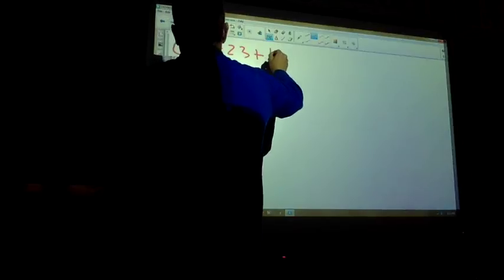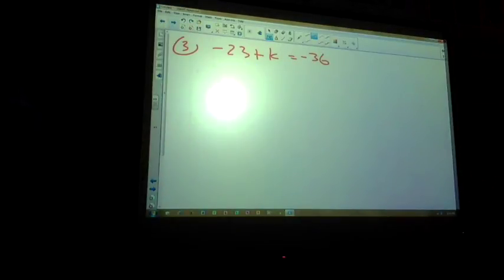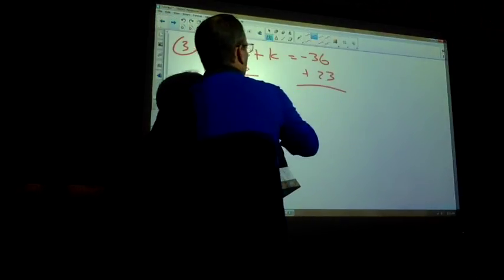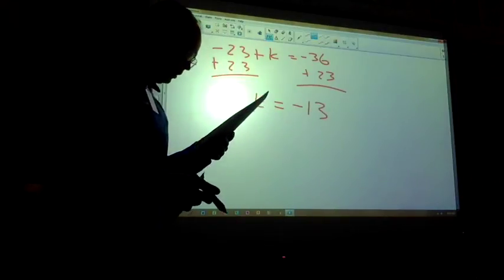-23 plus k is equal to -36. So I'm going to add 23 to both sides. Good. So k is equal to -13, which is B.